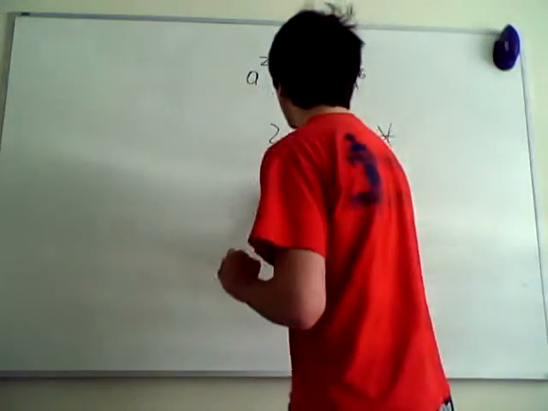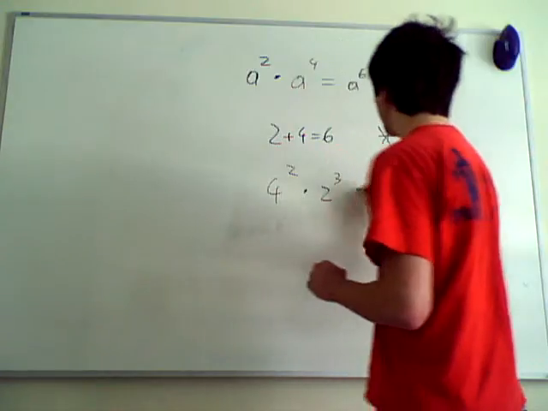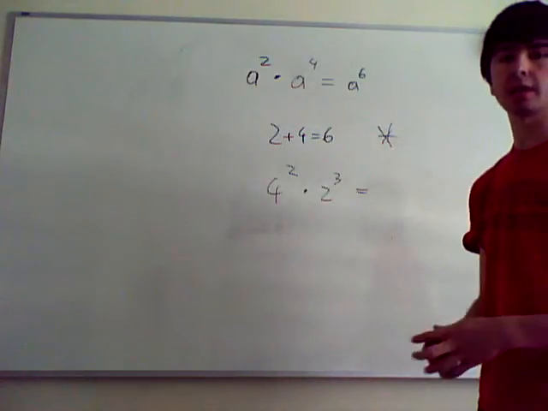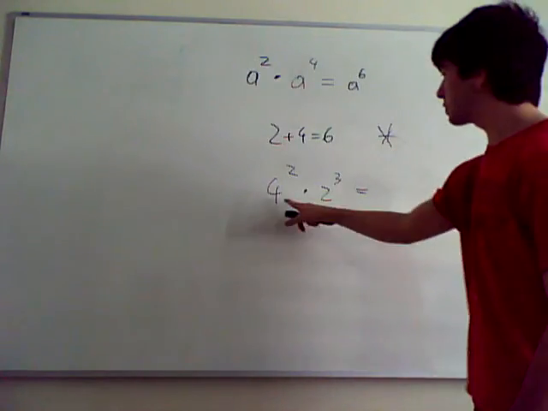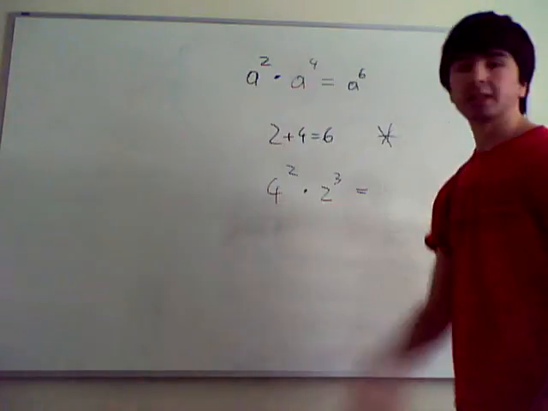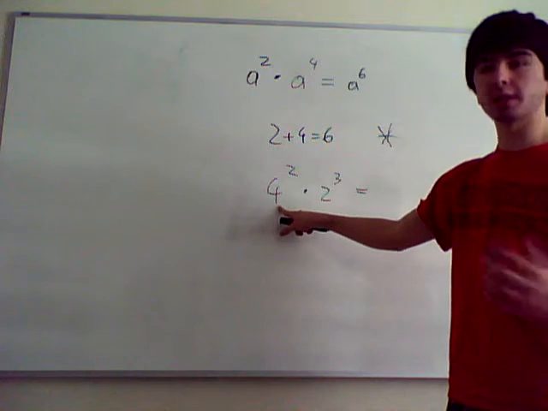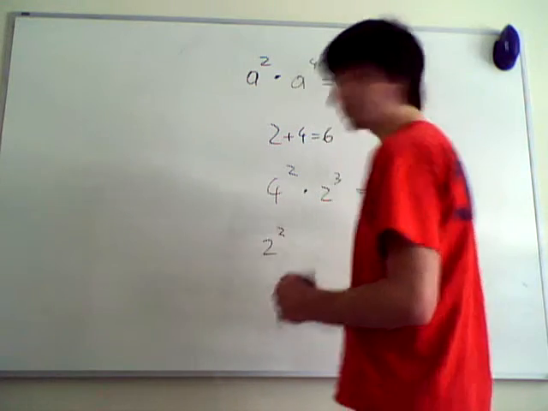If you have 4 squared times 2 to the 3, and you want to know what that's equal to, you cannot just add 2 and 3 and say, oh, it's either 4 or 2 to the 5th. No. You have to get these to be the same base. So think about 4 for a second. 4 is a base of 2. So 4 is actually 2 squared.